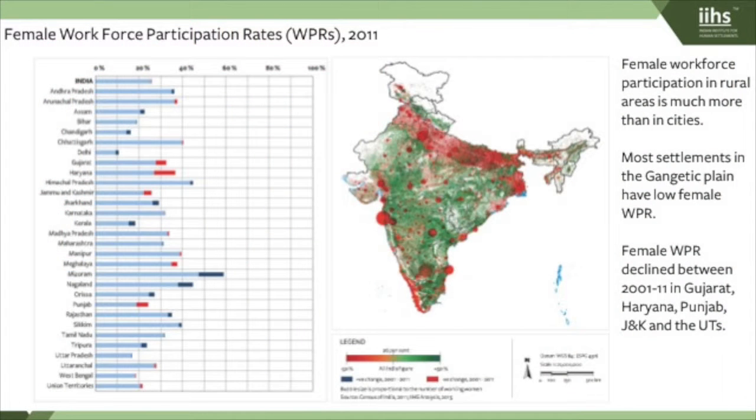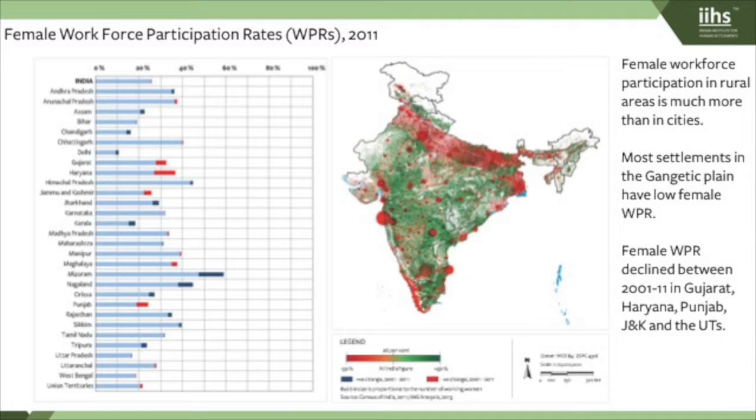So, same pattern here, what I was talking to. Again, this is a thing of great concern. This is female workforce participation rates. So the reds mean there's been actually a decline in female WPRs. Punjab, for example, Haryana, Gujarat, there's actually a decline in female WPR. Okay, this is a maladaptive behavior in some senses. And all the reds that you see here are areas that are below the national average of 26%.